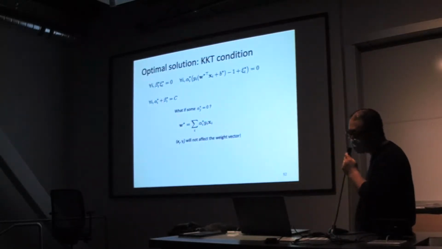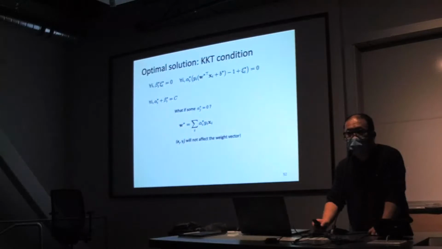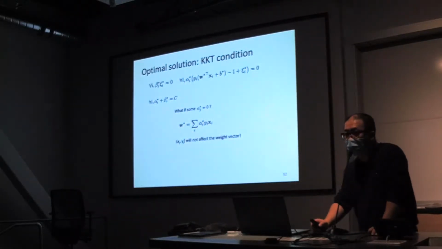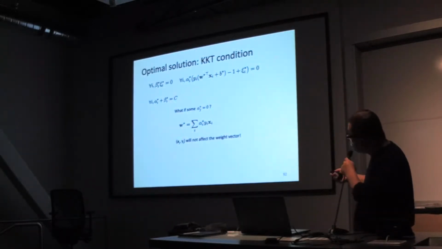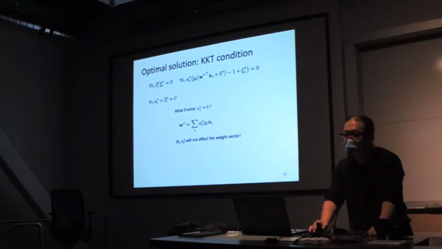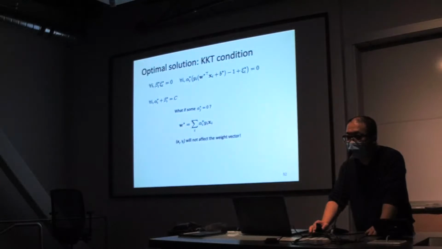Either 1 or -1. So a natural question would be, what if some alpha j star is simply 0? Suppose, for example, alpha 1 star is simply 0. What does it mean? Any thought? Any guess? It'll just zero out that term in your sum.